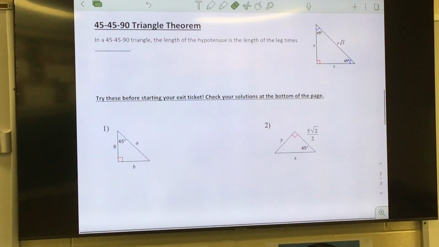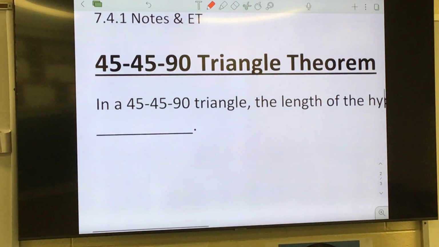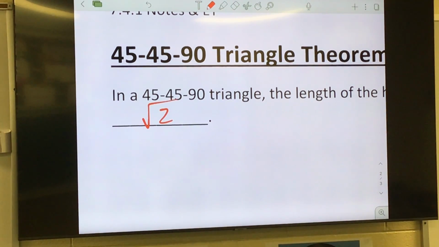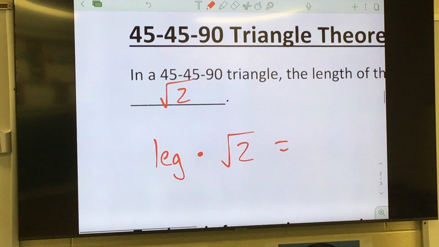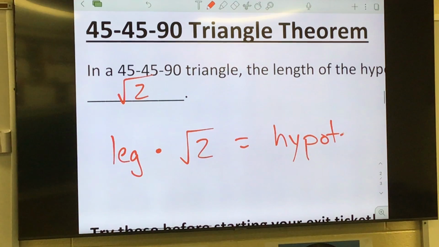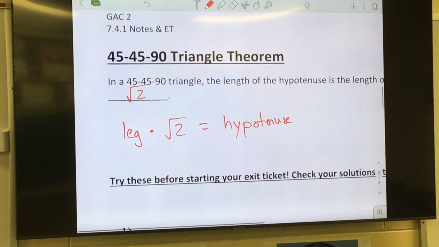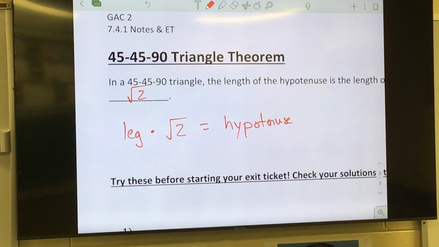Okay, so moving on here, it says in a 45, 45, 90 triangle, the length of the hypotenuse is the length of the leg times something. So this is what we just did. If you know the length of the leg, what do you multiply it by to get the hypotenuse? Radical 2. So it's leg times radical 2 equals hypotenuse. You can use that same philosophy to work backwards. Let's say they give you the hypotenuse but they don't give you the leg. Well, you could work backwards and solve for the leg that way too. You would not have to use the Pythagorean theorem. So there are multiple ways you can solve it.